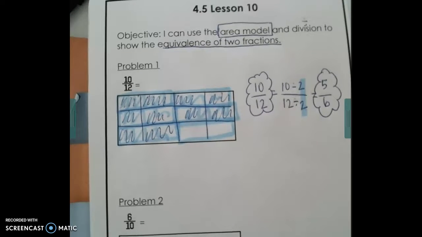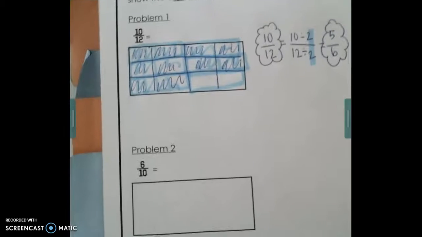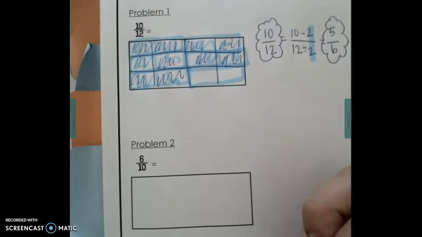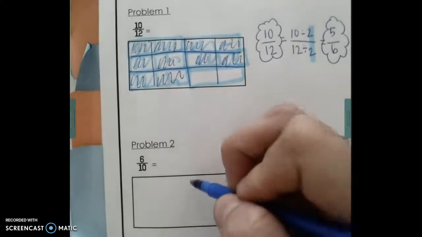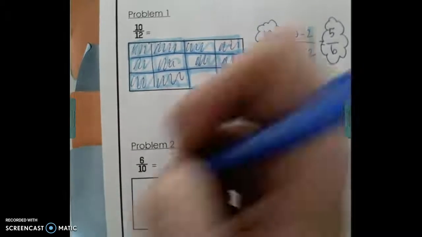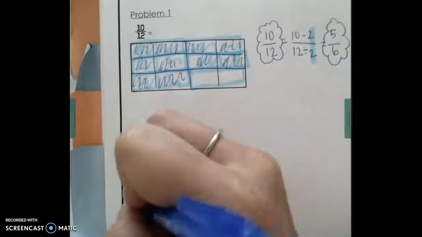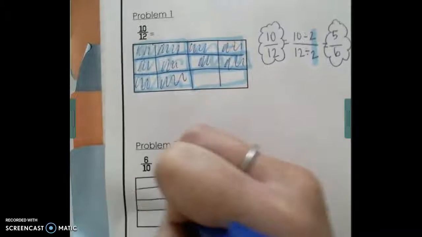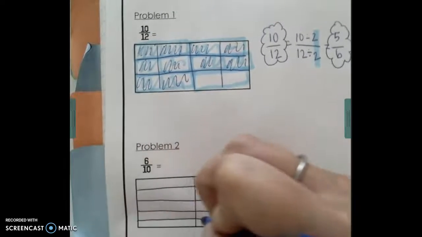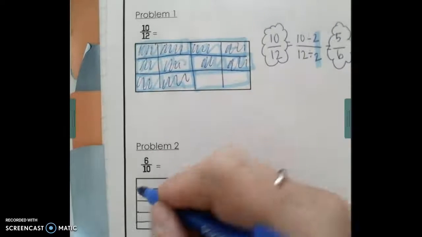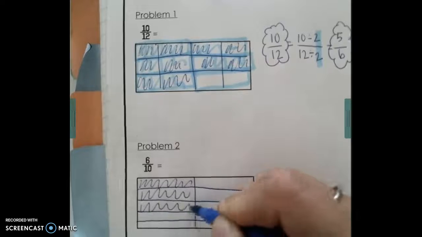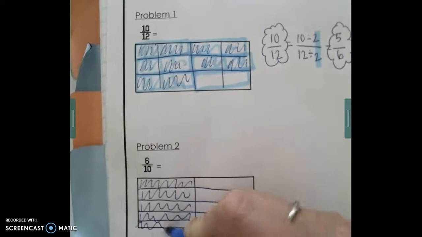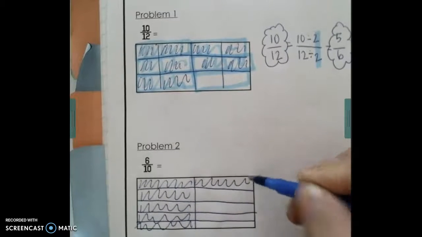Okay. Let's try the same thing now with 6 over 10. So I'm going to show 10, and I'll do 5 going across. So 1, 2, 3, 4, 5. And I'm going to shade in 6 of them. So 1, 2, 3, 4, 5, and 6.